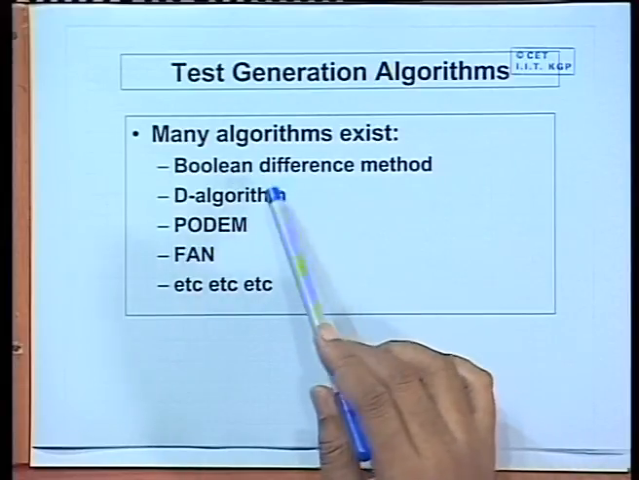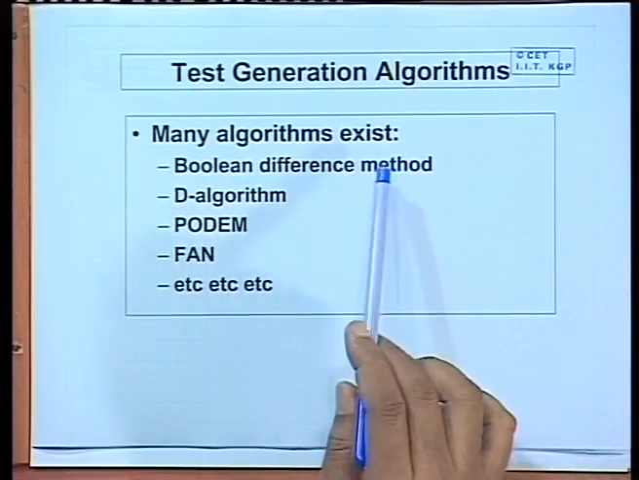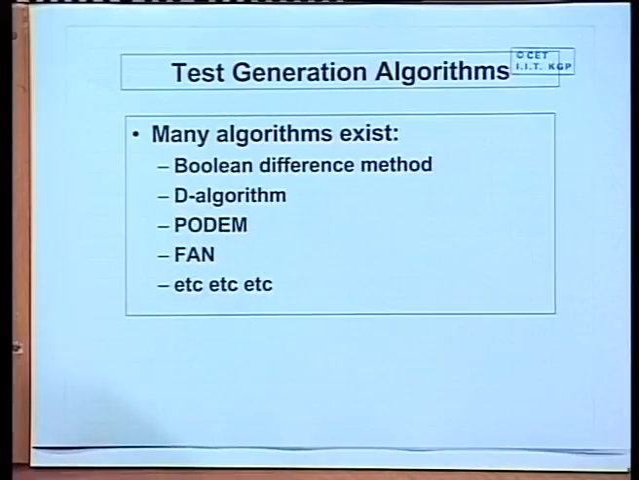Now, all these algorithms, other than Boolean difference, which is an algebraic method, try to carry out a process which is called path sensitization. So, let us try to understand what is meant by path sensitization.